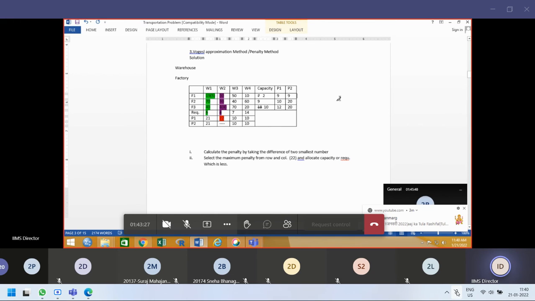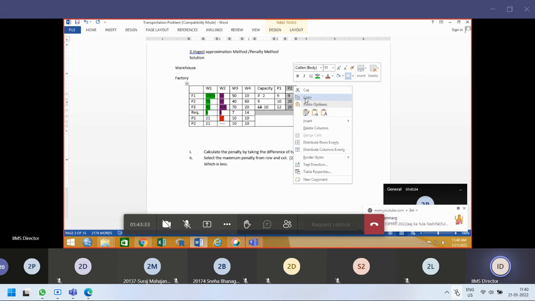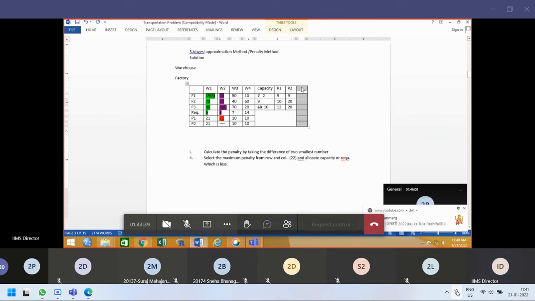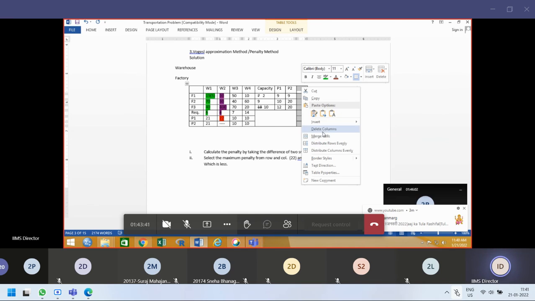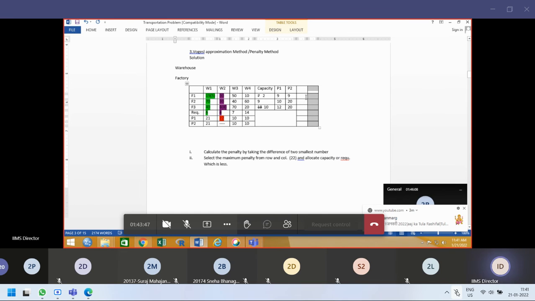Okay, fine. Now, again, we have to repeat to calculate the penalties. P3, right? I will add some more penalty columns. You go on inserting columns. Okay, P3.